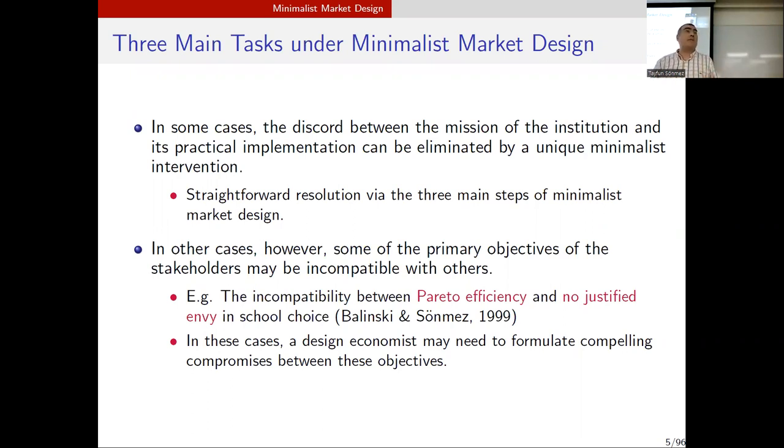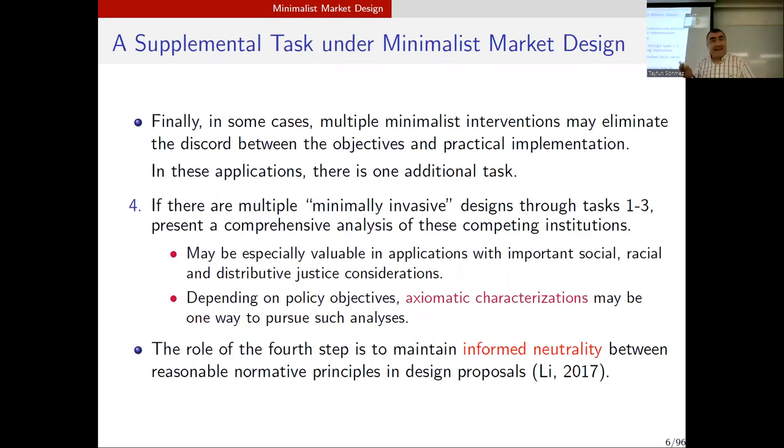Convincing everybody might be more tricky in these settings, right? Okay. Finally, in some cases, there might be several minimalist interventions which may eliminate the discord between the objectives and the practical implementation. So now, I never had anybody tell me the following in the field: they have a problem, I fix it. Nobody really asked me, is this the only way to do it? Like it never happened, okay?